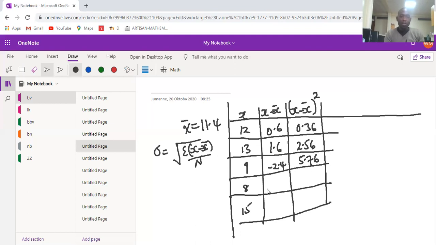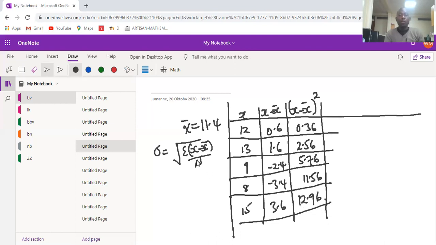So in this case here, x is 8 minus x bar, which is 11.4, which is negative 3.4. Then you square, you get 11.56. Here it is 15 minus 11.4. You get 3.6. Then you square that, you get 12.96, like that.